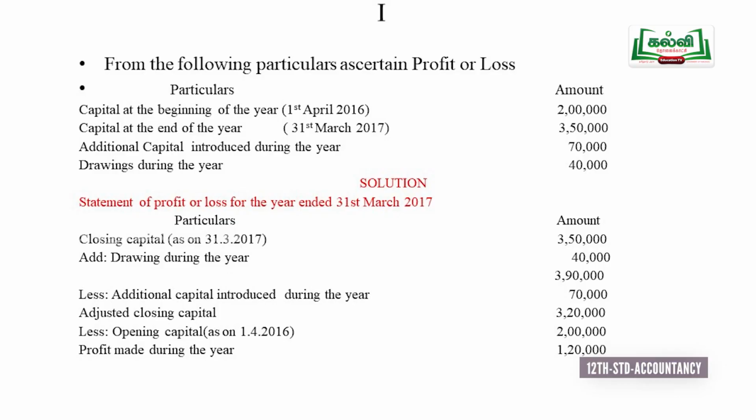But in this sum, listen once again: capital in the beginning of the year means opening capital. Capital at the end of the year means closing capital. Next, additional capital introduced, drawings. The format is closing capital, add drawings, less additional capital, less opening capital, we can have profit.